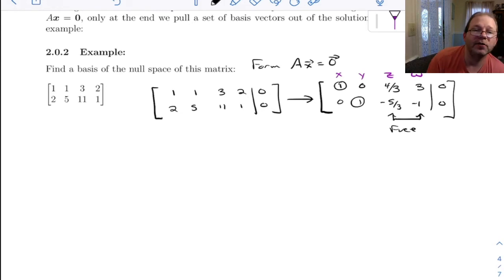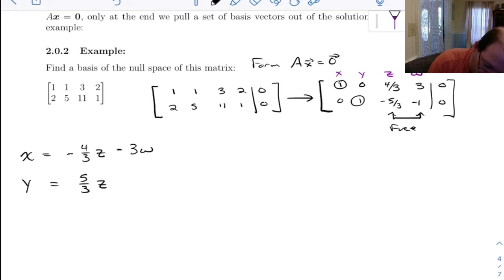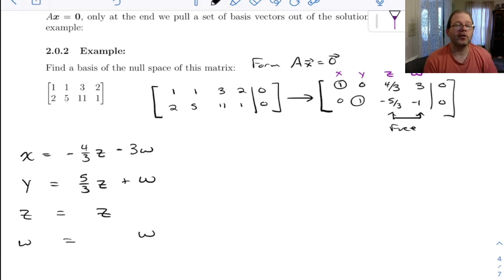So the top line of this matrix gives me the equation x equals 0. Actually, I'm not going to write the 0. I'm just going to move the z and the w across. So I'll get minus 4 thirds z minus 3w. Y is going to be 5 thirds z plus w. Then z and w are both free variables. And it's important here to write this out. Z equals z and w equals w. It's important to write those out and to put them in the correct order.